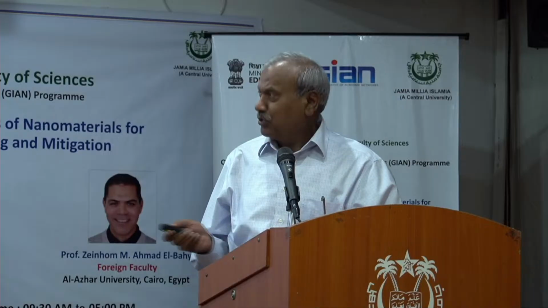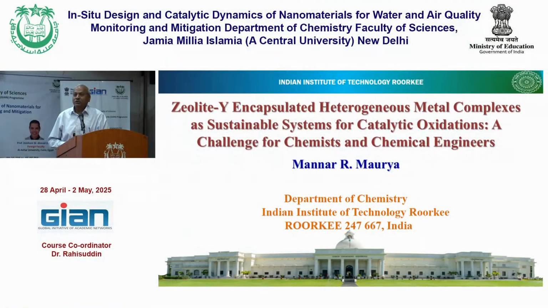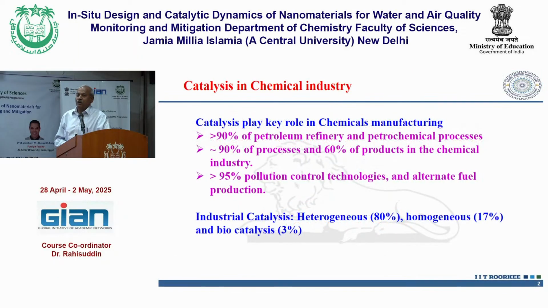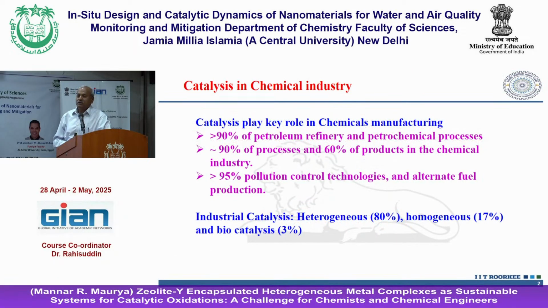So to start with, again an almost similar slide: catalysis. See the role of catalysis. More than 90% of petroleum refinery and petrochemical processes are catalyst based, and 90% of processes and 60% of products of the chemical industry are catalyst based. Among these, 95% of pollution control technologies and alternate fuel productions are governed by heterogeneous catalysts. It means heterogeneous catalyst is dominating over homogeneous catalyst.